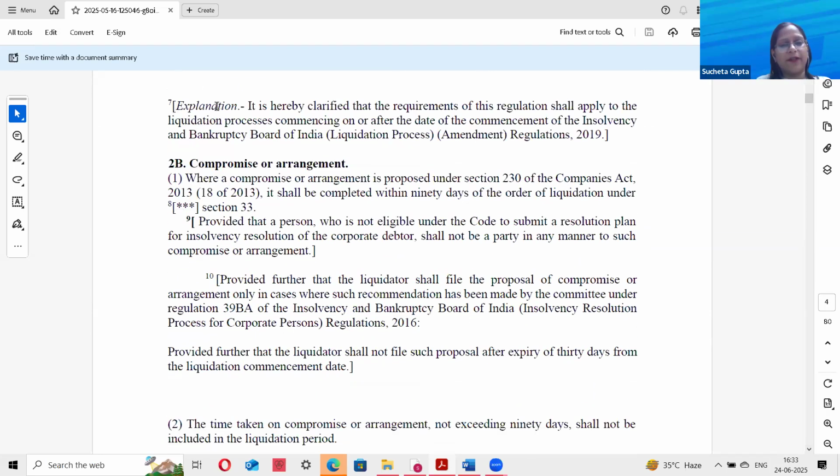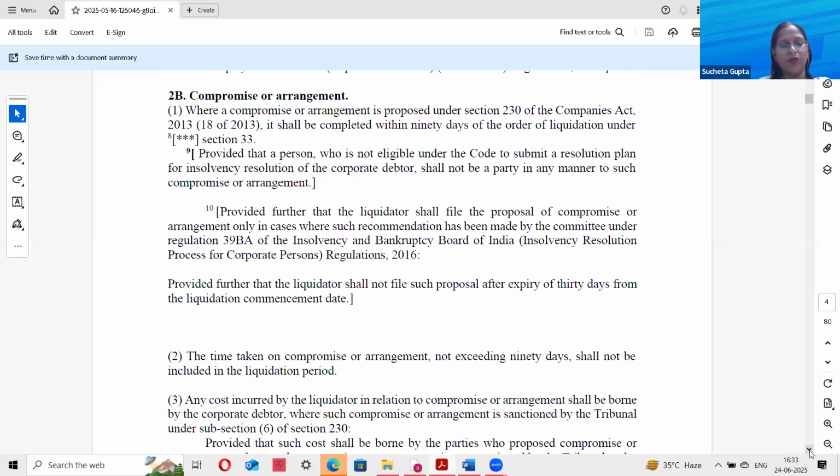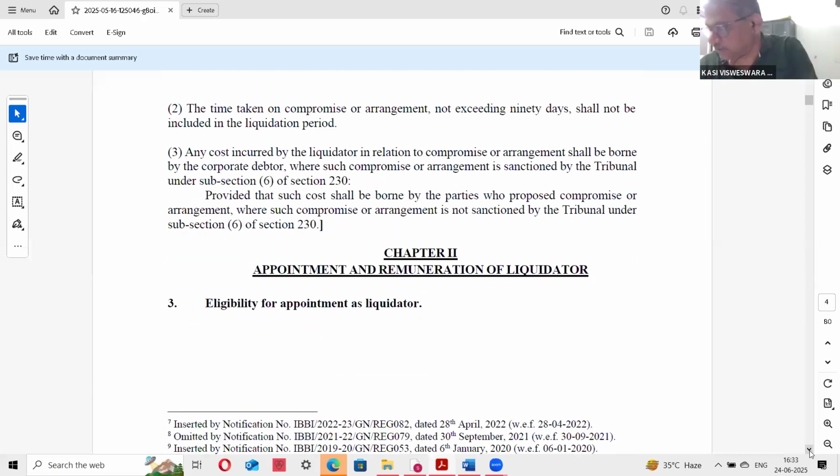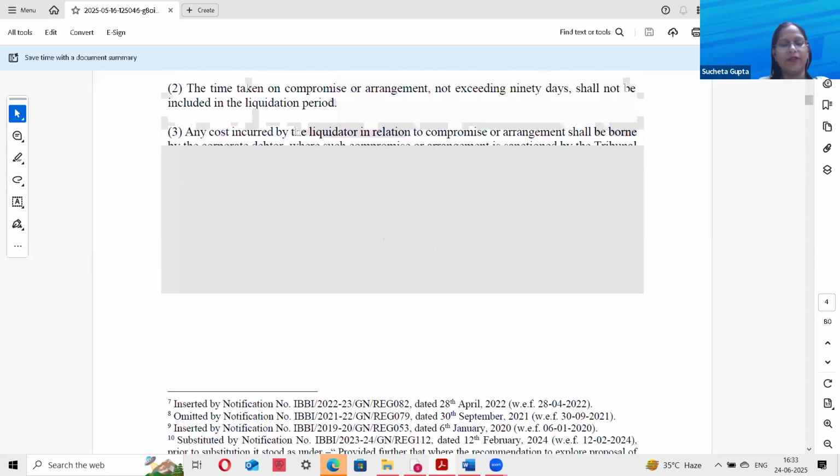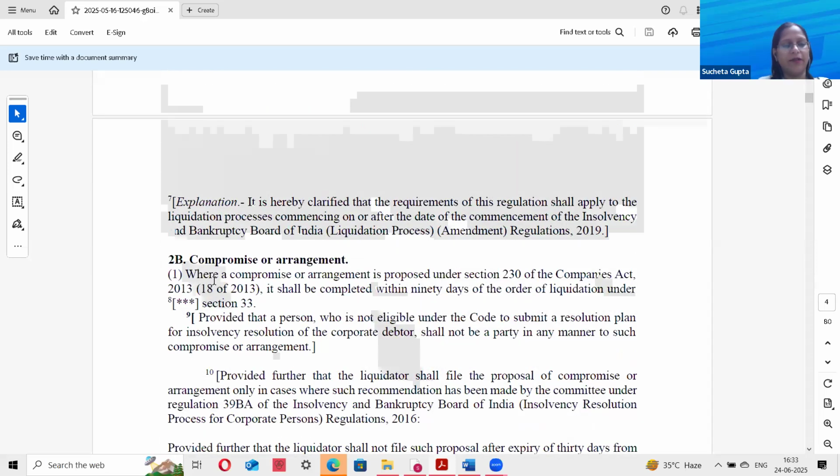Now, the explanation is here. It is hereby clarified that the requirement of this regulation shall apply to the liquidation process commencing on or after the date of commencement of the Insolvency and Bankruptcy Board of India Liquidation Process Amendment Regulation 2019. Now, compromise or arrangement. I think some new regulation was also inserted. In this page there is no new notification. However, I'm reading this.